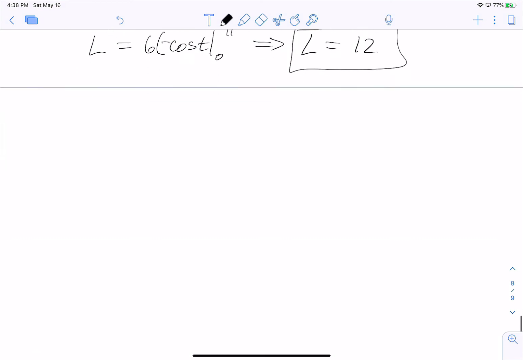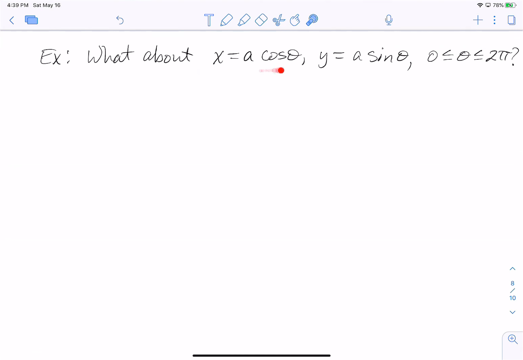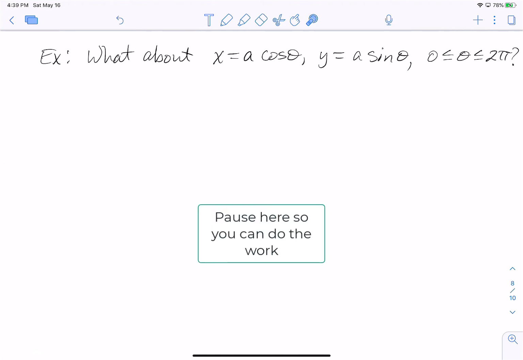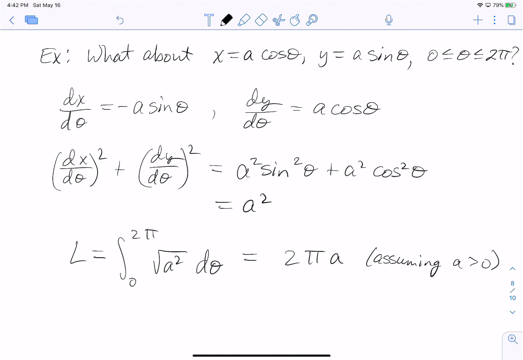Now I want to use this formula one more time. What about x equals a cosine theta, y equals a sine theta, theta from 0 to 2 pi? I'd like for you to pause now, do this work, and then draw a conclusion about what you've just done. Well, did you conclude that the universe makes sense?